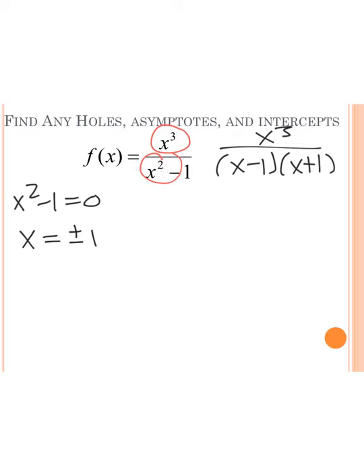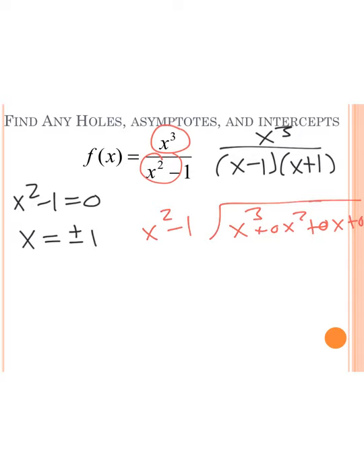So instead, I'm going to move on to finding my slant asymptote. Again, to do that, what we're going to do is set up long division. So I have x squared minus 1 going into x cubed. And I'm just going to fill out my terms here: 0x squared, 0x, and then plus 0.